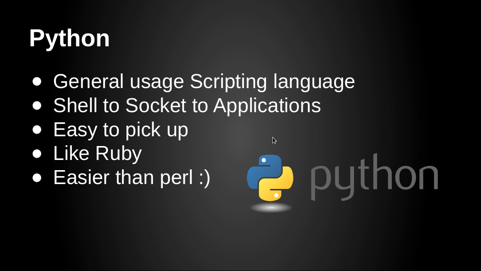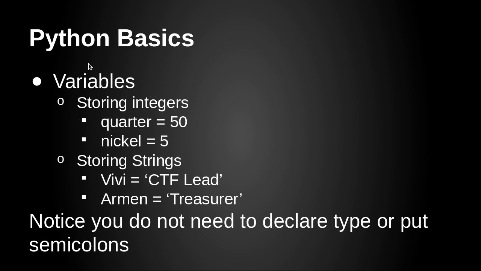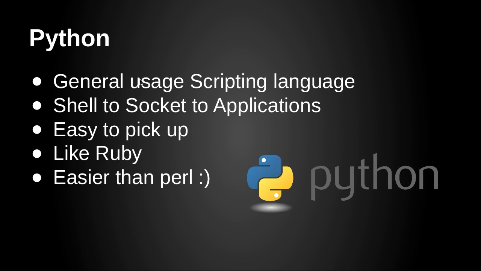Alright, so now we're going on to Python. Like I said, I'm going to use Python to connect to sockets. In general, if you don't know what Python is, it's a general scripting language. You can use it for shell or sockets, to applications, anything you really want. Very easy to pick up. It's like Ruby, easier than Perl. I mean, you could use Ruby too if you're comfortable with it.